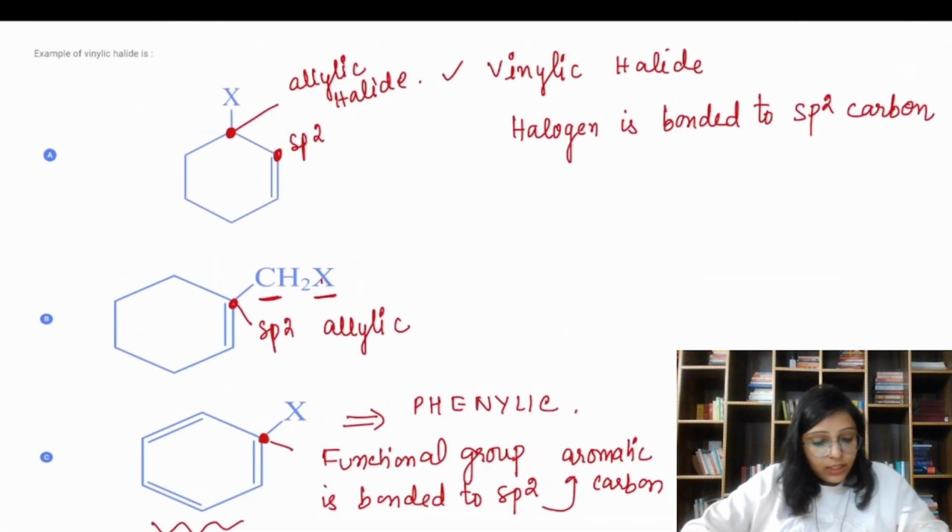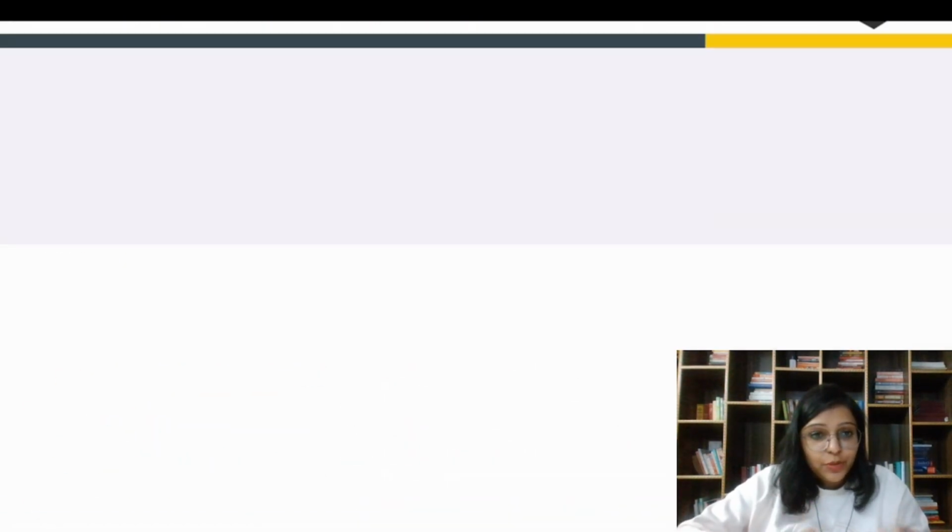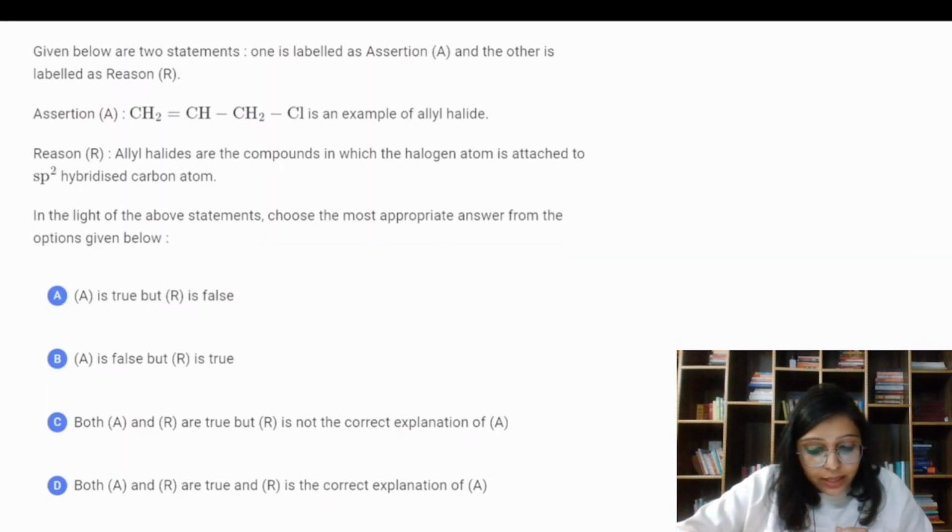Even option C, that is a phenylic one, a phenylic position, or we can also call this as aryl halide. That is aryl halide. Clear? That's a simple classification based question. Now, let's do next question.